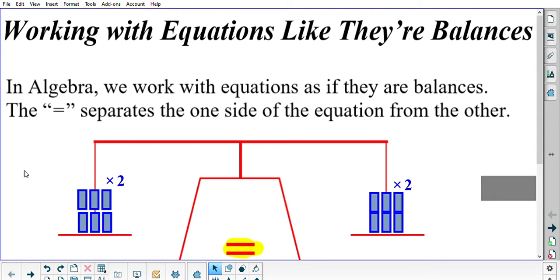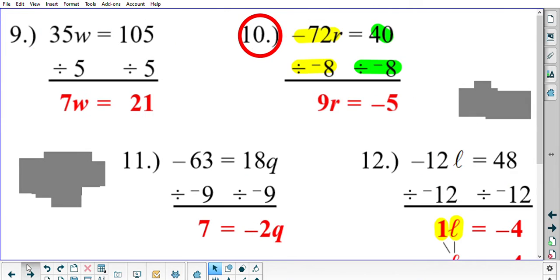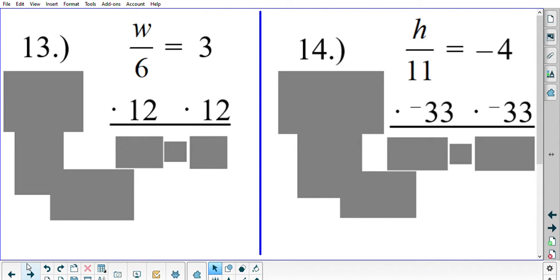Hello everyone, this is Mr. Underkoffler, and today we're looking at part 2 of the guided notes called Working with Equations Like Their Balances. And so we've already done the first page, so now we are on the second page.